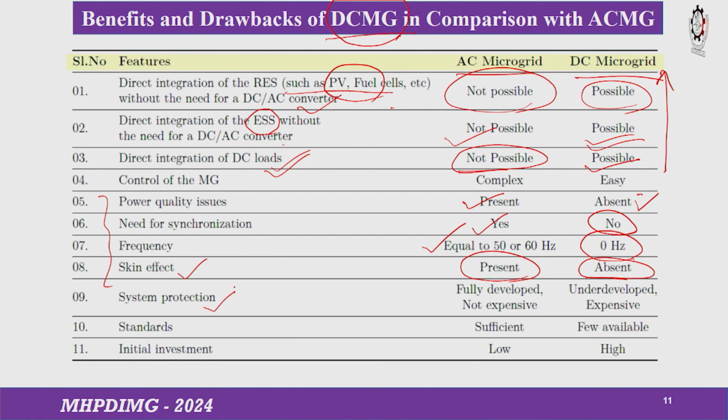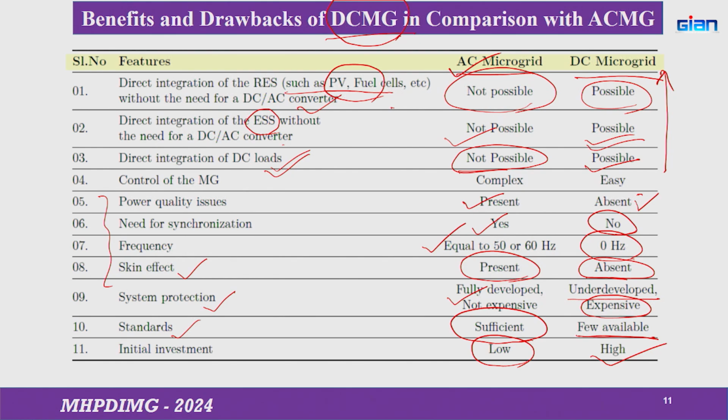the protection is well established, fully explored, or it is fully developed, so it is not expensive in case of AC, whereas there is no standard till now for DC based systems. So, it is still underdeveloped, and so when we need any protection it is still expensive, and that is the problem with the DC based system. For the AC systems, proper standards are already available, whereas for DC few standards are available. It is still in a research state and we need to explore more on it, and as AC is already an established system, the initial investment is low, whereas for a DC based system the initial investment is high.